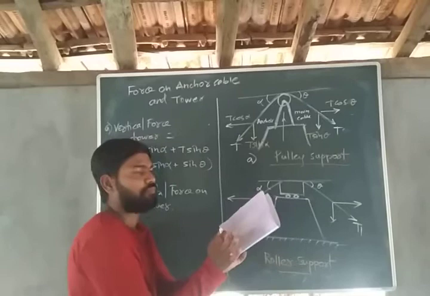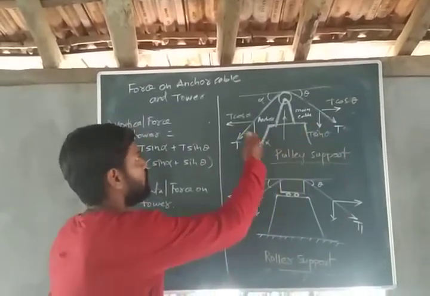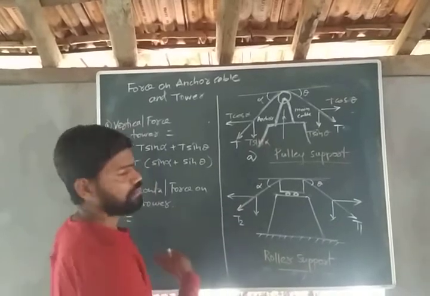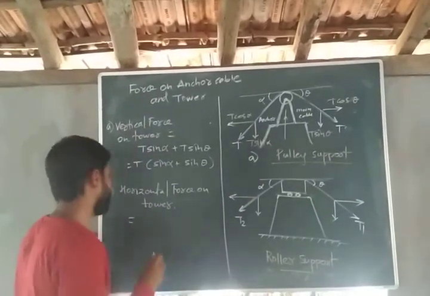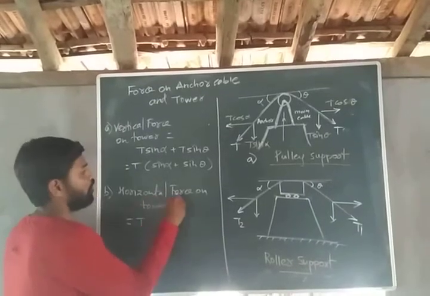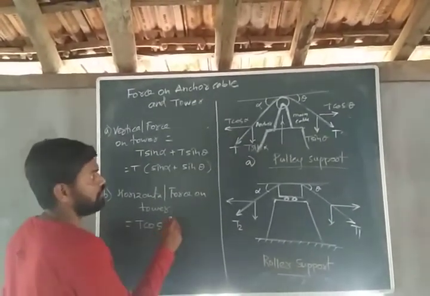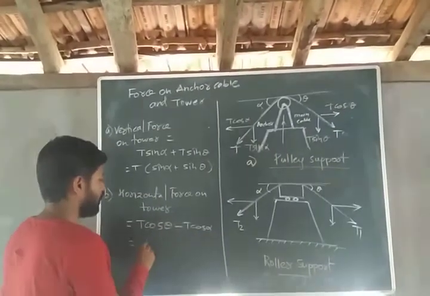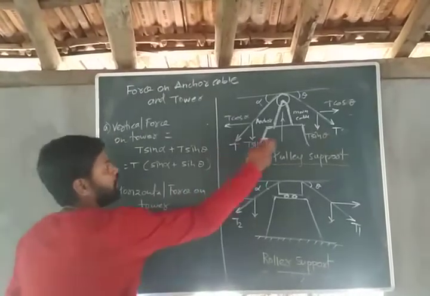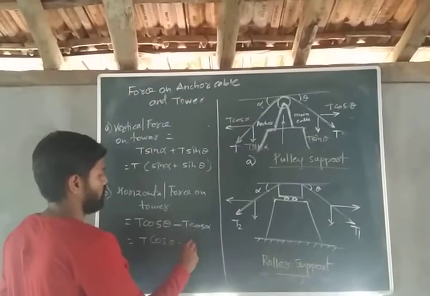Both are directed in opposite directions. So T cos theta is towards right whereas T cos alpha is towards left. So both directions are opposite, so you have to subtract them. So horizontal force on tower will be equal to T cos theta minus T cos alpha. The difference between the two will be the force on the tower.